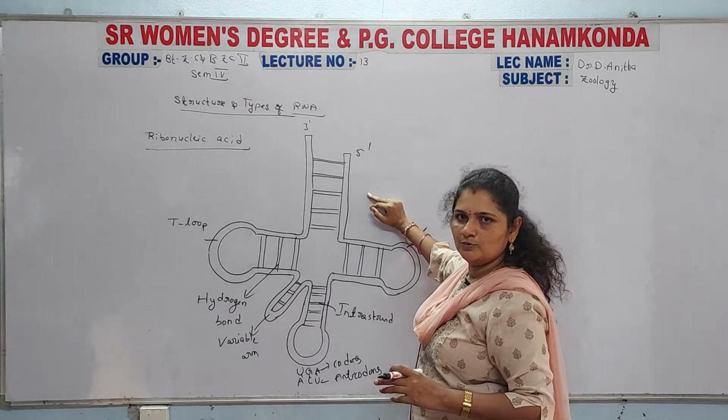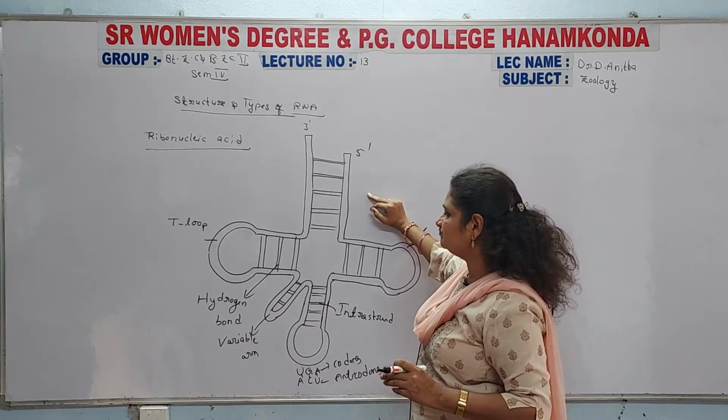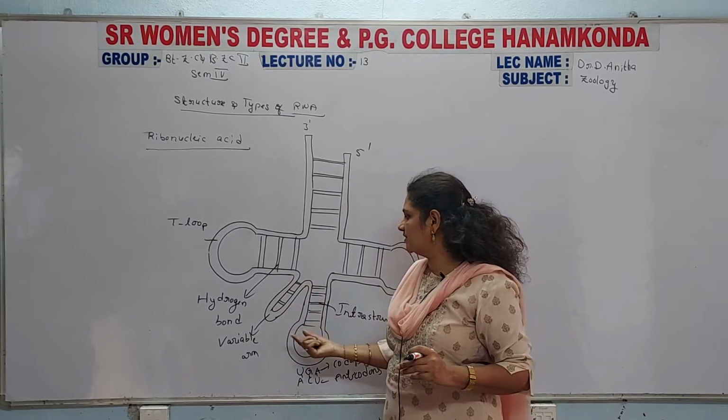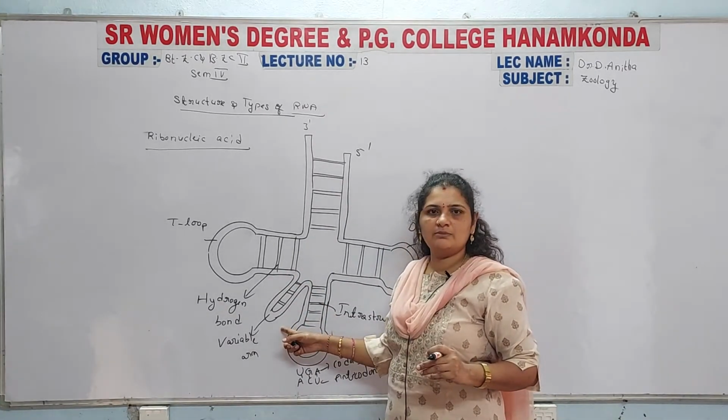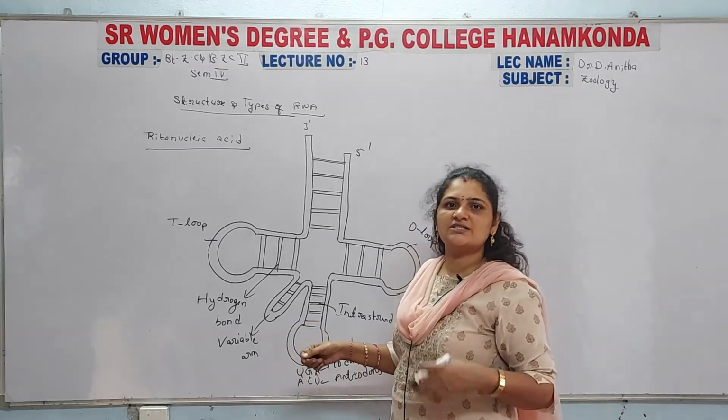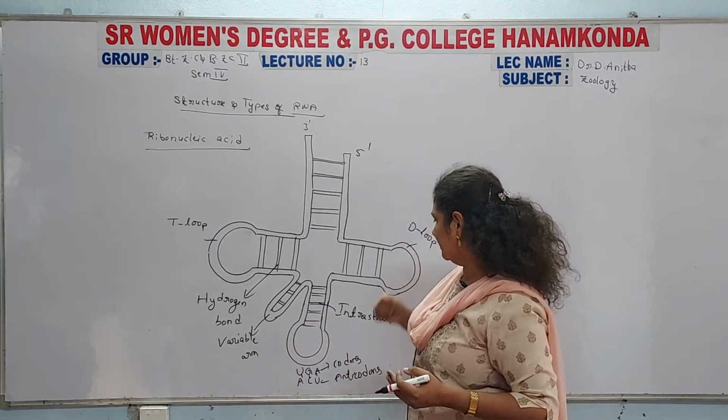The nucleotides are bonded with hydrogen bonds, and it may also possess three loops and one variable arm. The variable arm is one that changes its structure. That's why it is called a variable arm.